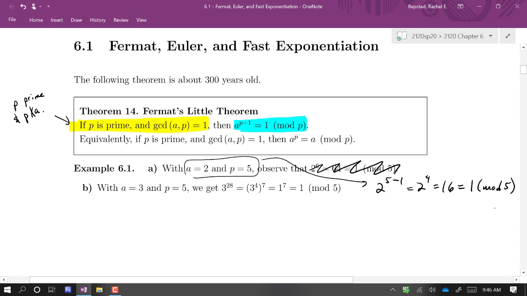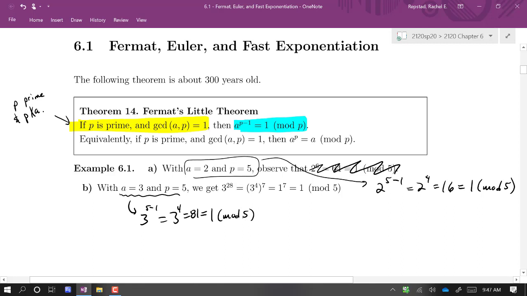Now this next one says if A is 3 and P is equal to 5, we get this example here, and we're looking at 3 to the 28th power. Just to show you how we get there, if A is 3 and P is 5, then for sure 3 raised to the 5 minus 1 power is equal to 3 to the 4th, and that's 81, which is equal to 1 mod 5.